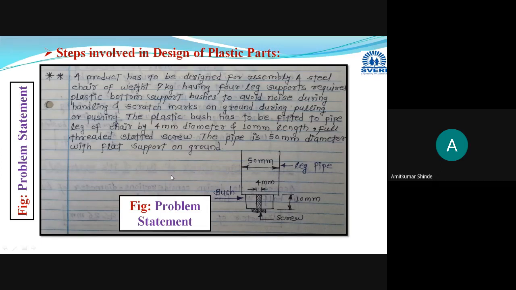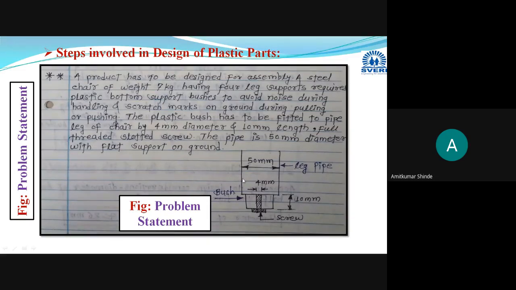A steel chair having weight 7 kg has four legs, and at the bottom you have to provide the bush to avoid the noise during handling. That bush has to be fitted to the pipe leg of that chair with the help of a screw of length 10 millimeter and diameter 4 millimeter. And this is the diameter of the chair leg pipe. The chair has legs and its diameter is given.